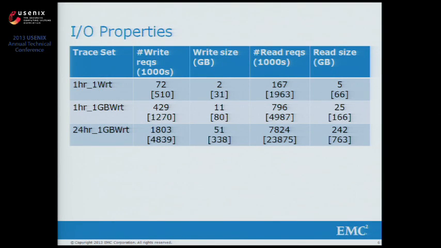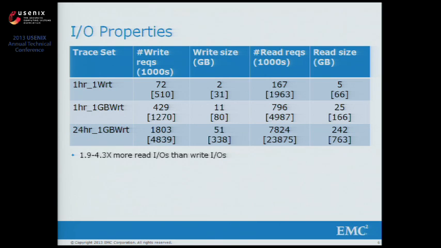I'm not going to go through all the numbers in this table, but I just want to point out some properties that you could look in the paper to see in more detail. So we analyzed the number of write requests, an average of 72,000 write requests per trace, the write size in gigabytes, read requests, read size. And then as we move down through the rows of the table, you can see that the numbers increase because we've become more restrictive. We require that there were more writes and the traces were on average longer.